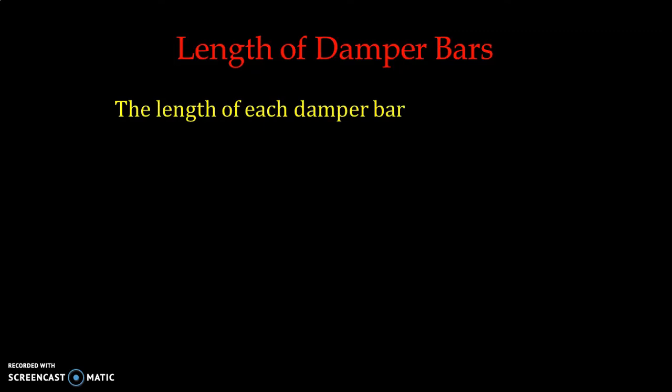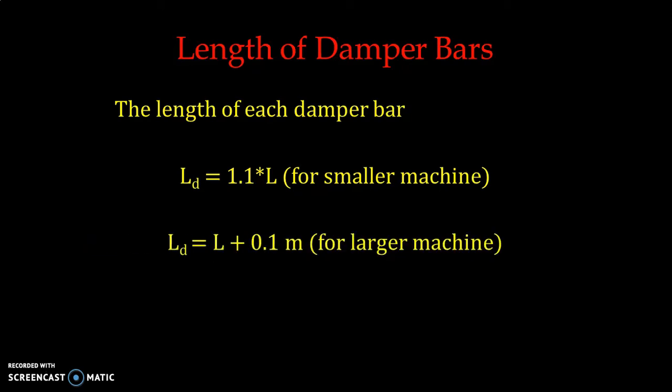The length of each damper bar can be considered as L suffix D, that is for the damper bar. So LD can be equal to 1.1 times L, where L is the stator core length, and for a smaller machine directly this equation can be utilized to calculate the length of the damper bar. So that is 1.1 multiplied by L. And for a larger machine, the length of the damper bar can be calculated as L plus 0.1 meter.